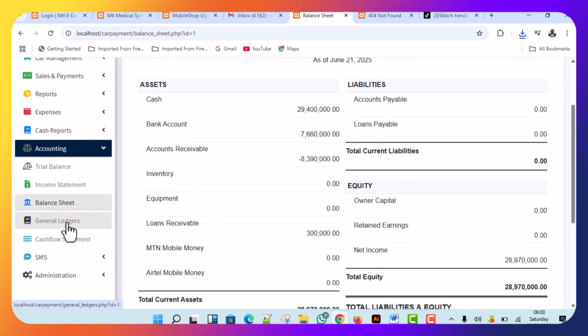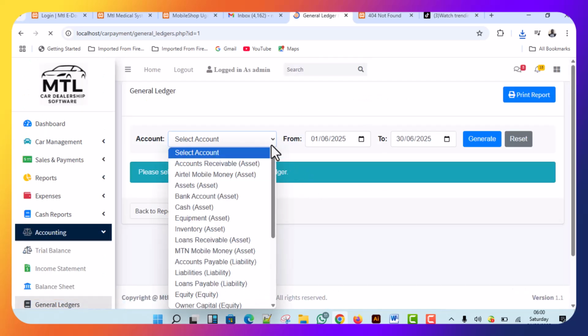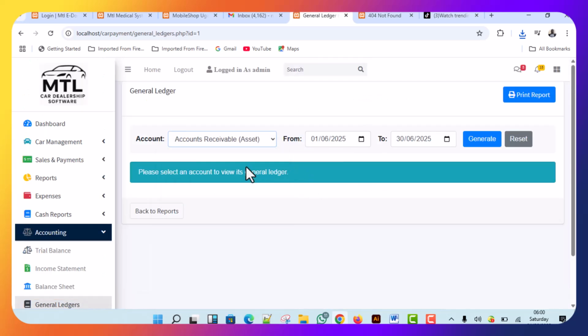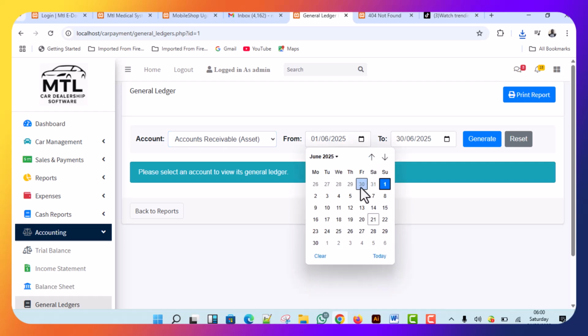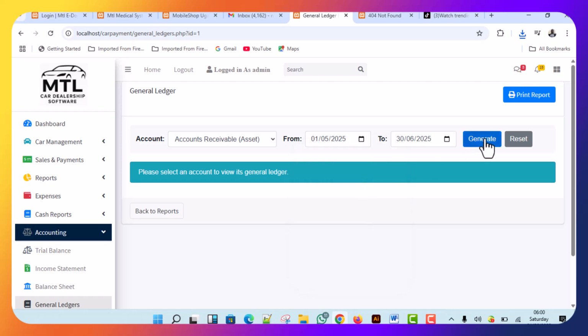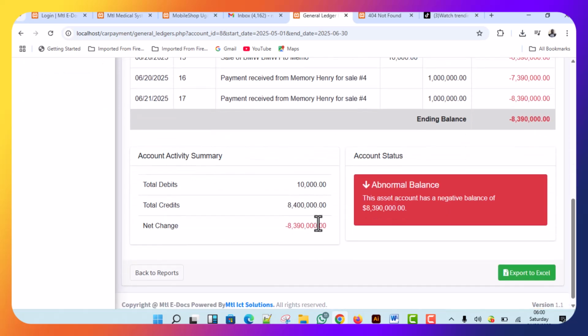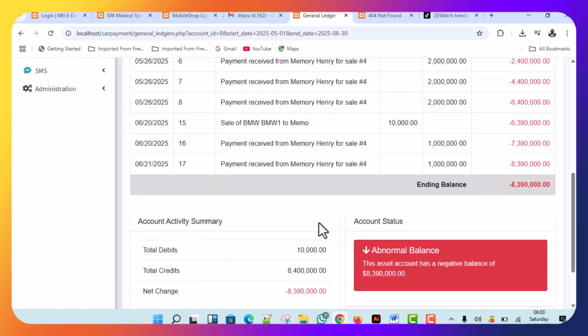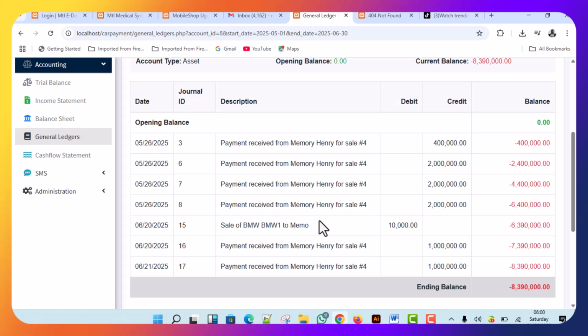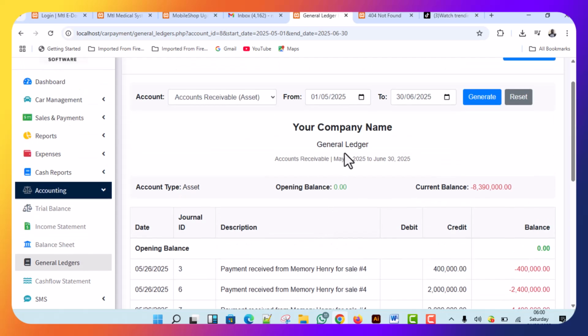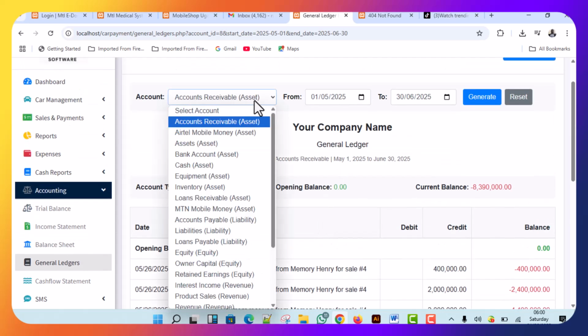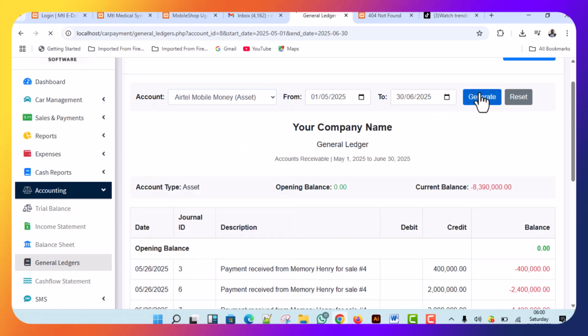Then general ledgers. In general ledgers, we have all the accounts. Accounts payable, you can say from 1st May, then we generate. So these are the accounts payable. It's in risk, it's in negative, but we can't go deep, but in case you want it, we can explain more.